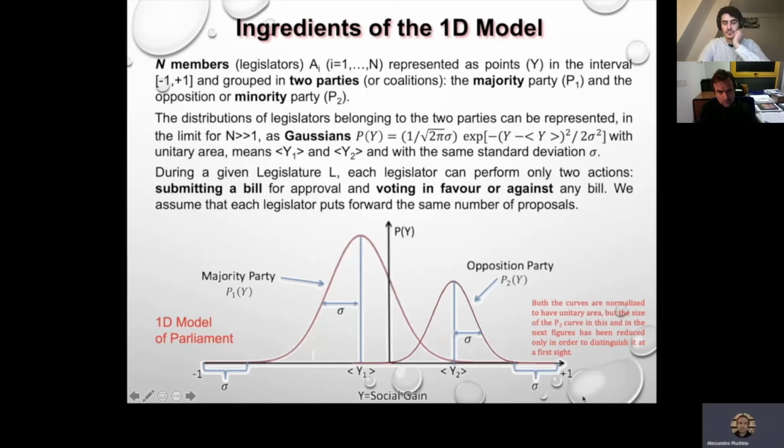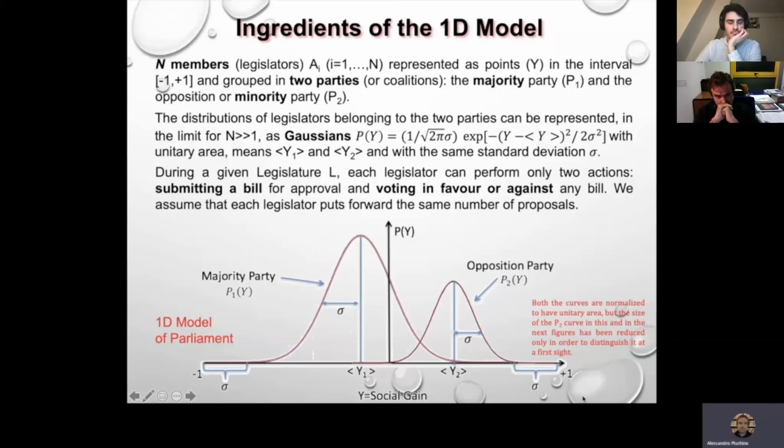During a given legislature L, each legislator can perform only two actions: submitting a bill or a proposal for approval, and voting in favor or against any bill. For simplicity, we assume that each legislator puts forward the same number of proposals. The position of each proposal on the y-axis represents the social gain ensured by the proposal and coincides with the position of the legislator who advanced it. This means that the proposals follow the same Gaussian distribution of the party to which the proposing member belongs.